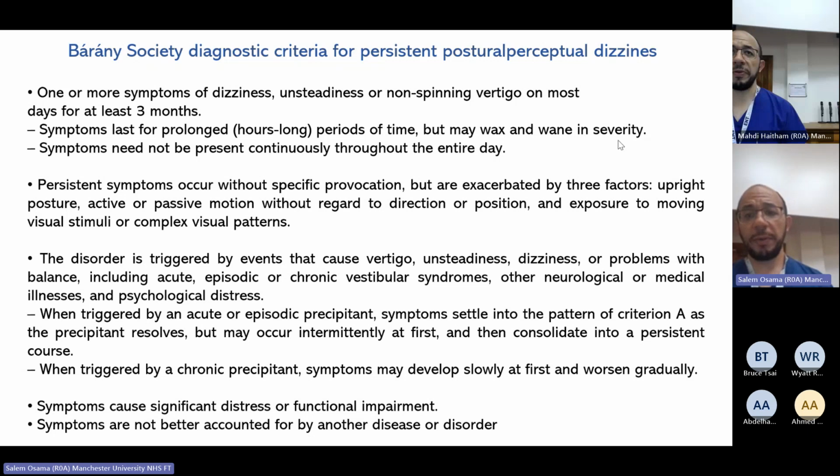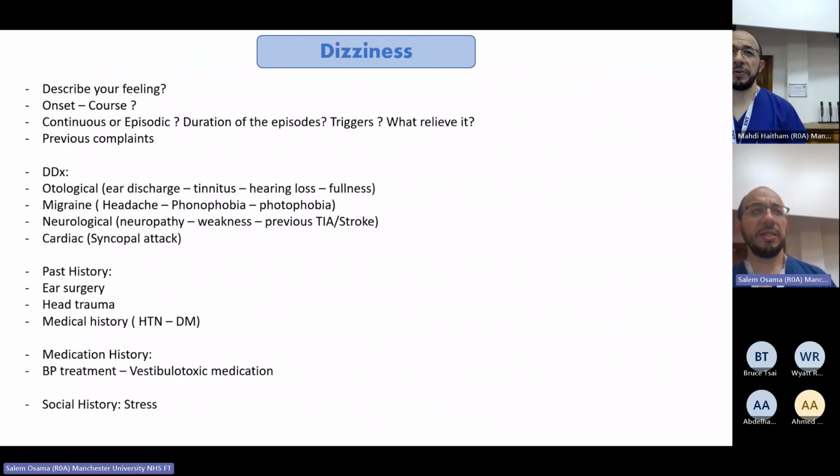So let's talk about the approach right now. I just try to give a short overview of how to deal with it. So let's assume that Ahmed, you're taking history, or Haytham, you're taking history from a dizzy patient. The first and most important thing, you're going to ask the patient, please describe to me in your own words, how do you feel? And just listen. 50% of your history taking is just to listen to the patient. And while you are listening, you're going to analyze what the patient said.